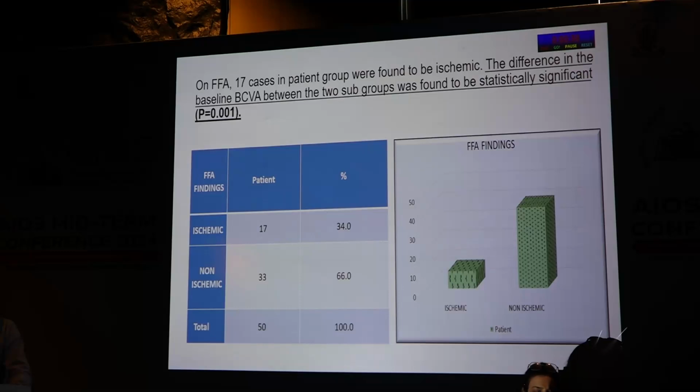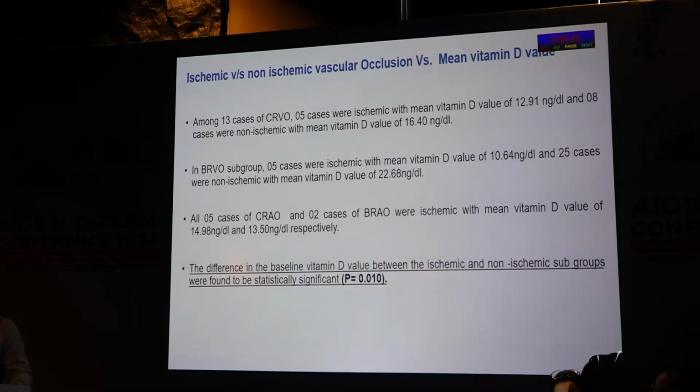On FFA, 70% of cases in the patient group were found to be ischemic. The difference in the baseline BCVA between the two subgroups was found to be statistically significant. In ischemic and non-ischemic vascular occlusion versus vitamin D, among 13 cases of CRVO, the ischemic cases have less vitamin D level as compared to the non-ischemic cases, and subsequently in the other groups also. The difference in the vitamin D level between the ischemic and non-ischemic subgroups was found to be statistically significant.